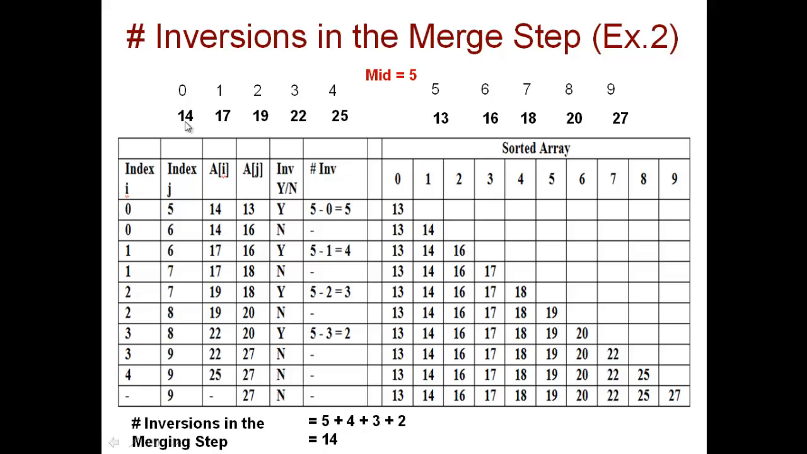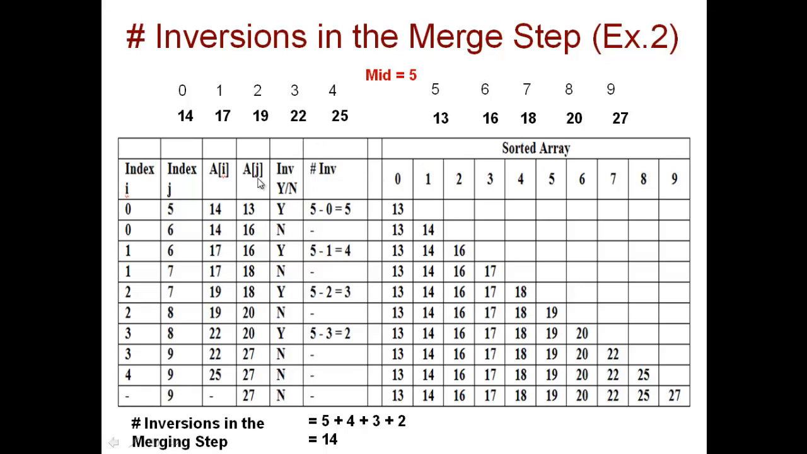The corresponding data: you have 14 and 13 here. So 14 is greater than 13, so that's an inversion. You can write down S. And how many inverted pairs? Mid minus i. 5 minus 0, that is 5. So 5 inverted pairs. Write down 13 in the sorted array, that's the smaller of the two, 14 and 13, and move the j to the next index, which is 6. So i stays at zero, and j is at 6.